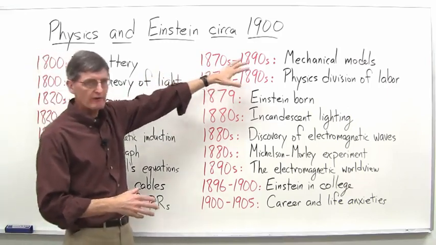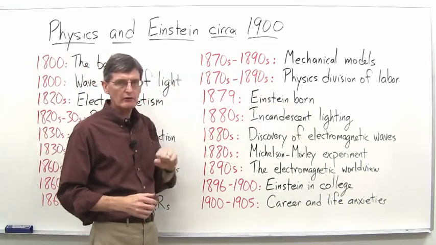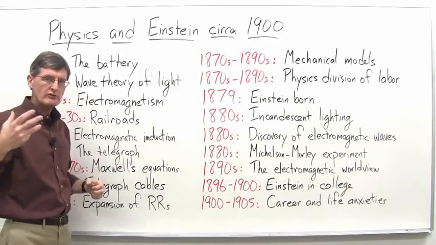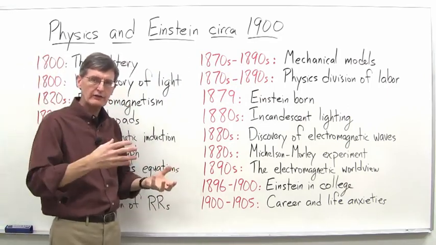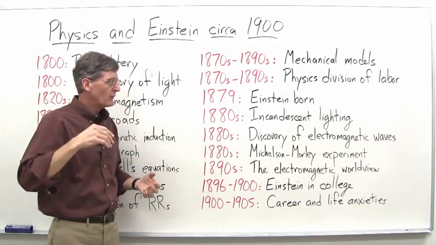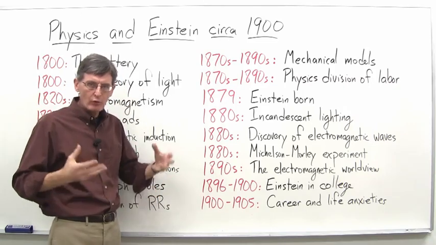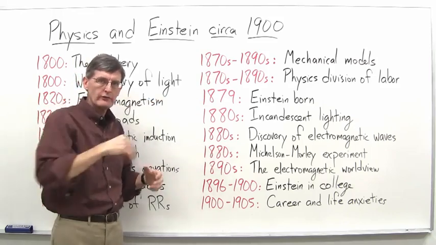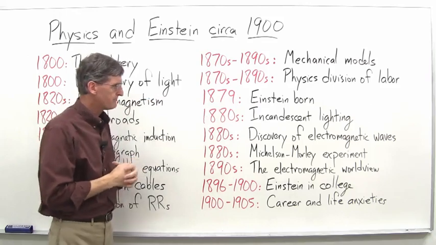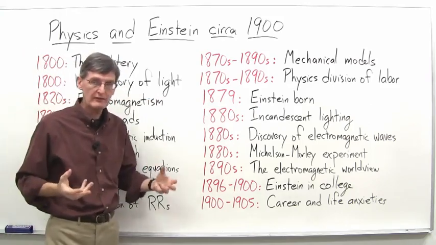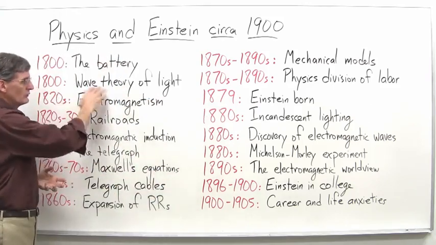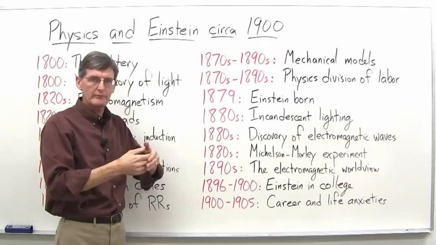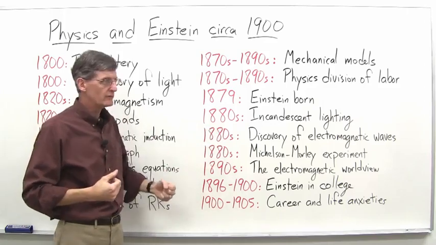1870s through 1890s, very roughly here, mechanical models. What's that all about? Well, going back to Maxwell's equations and the idea of light being an electromagnetic phenomenon, an electromagnetic wave, waves travel through something. Water waves travel through water. They're an undulation, a disturbance in the water that propagates through it. Therefore, if light is an electromagnetic wave, or just the general wave theory of light itself, assumes that there has to be some sort of medium that light waves travel through.